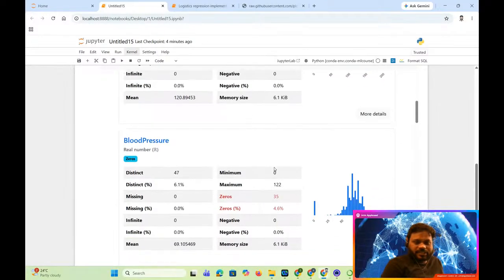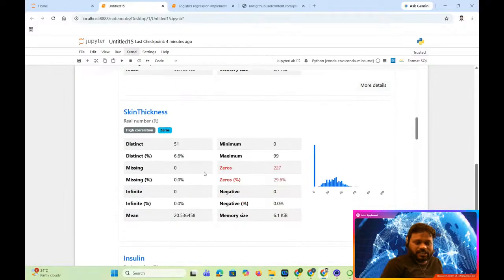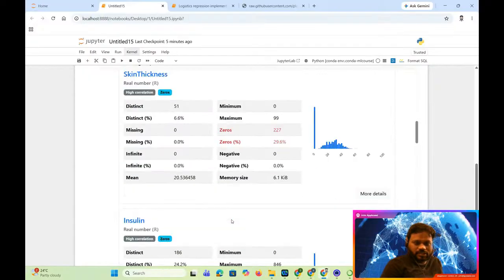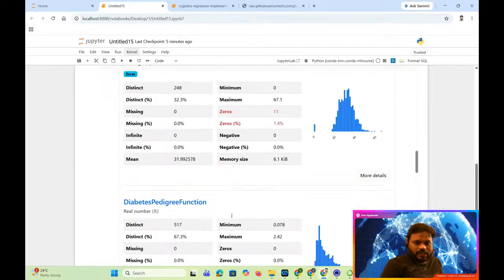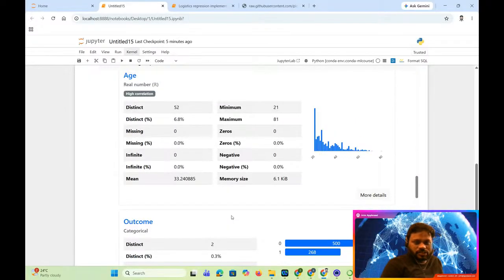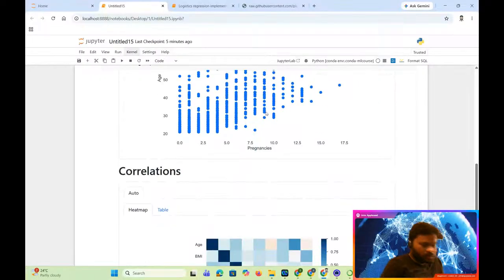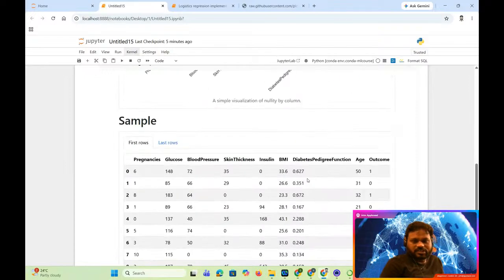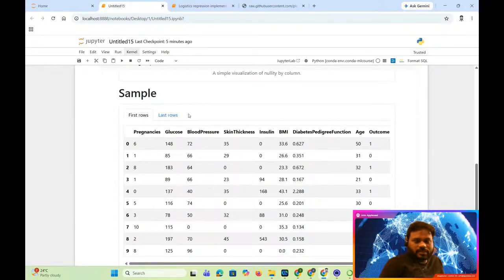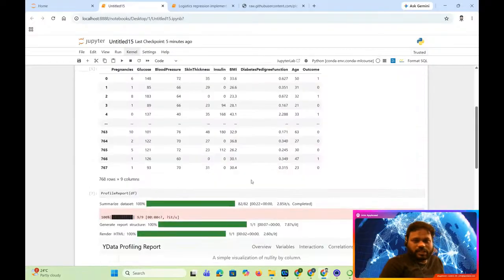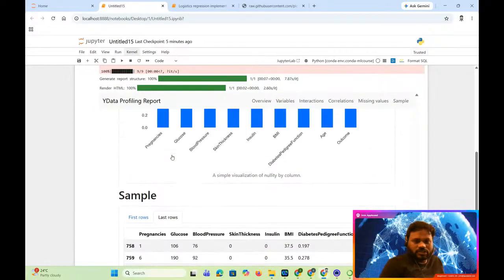So blood pressure is a real number, and this is skin thickness. For blood pressure, distinct 47, minimum 0. Then the insulin profile and the BMI profile, diabetes pedigree function, real number. Age has distinct 52, minimum age is 21. Okay, and missing values. Sample: first rows, last rows, you can see. Okay, and this is the way.